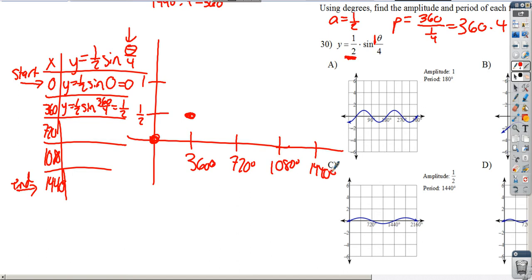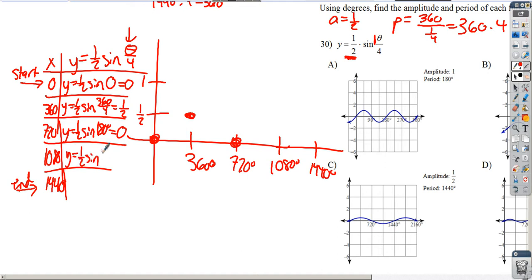So there's our 5 points. That's all we need is 5 points. We'll plug in 720 right here. 720 divided by 4 is 180, and the sine of 180 is 0, and 0 times 1/2 is 0. So this is good because we're getting something that looks like a sine curve. It's been shrunk by 1/2, but that is what it's supposed to have done.